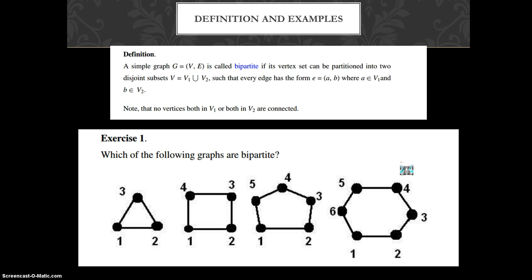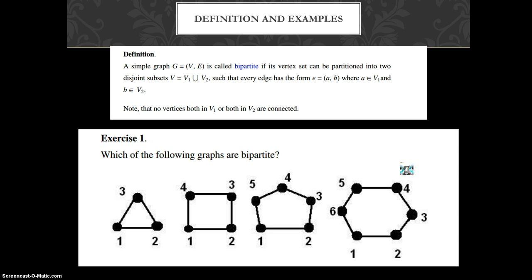Okay, so let's take a look at these graphs, and I want you to pick out your colors. Can you color these graphs with exactly 2 colors? If you can, they are said to be bipartite. If you cannot, they are not bipartite. Think about bi, it means 2 parts. You could separate the vertices into 2 parts. Okay, put this on pause and check it out.